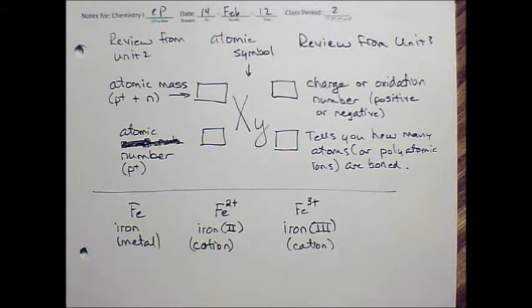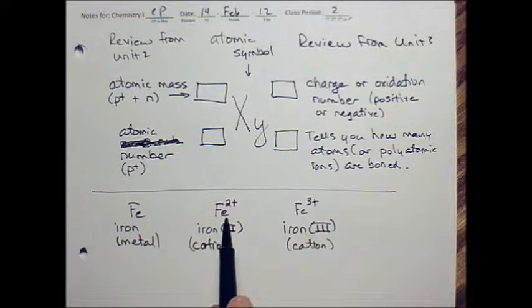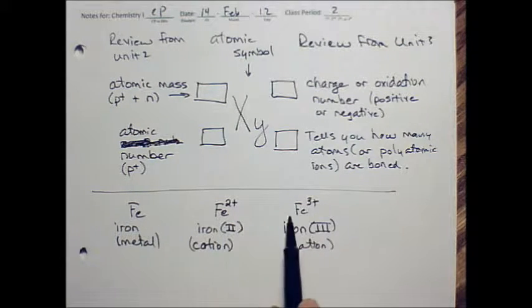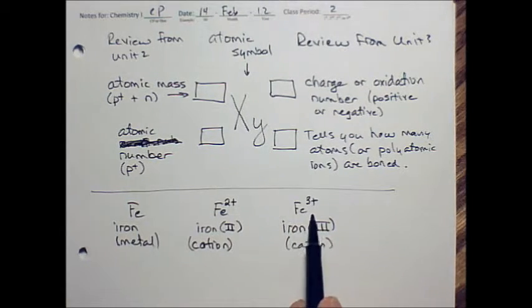So in units 2 and 3, we learned about removing electrons from things like this to create this positive charge. This iron you could think of as being this atom of iron that lost 2 electrons. And this iron you can think of as being this atom of iron that lost 3 electrons.